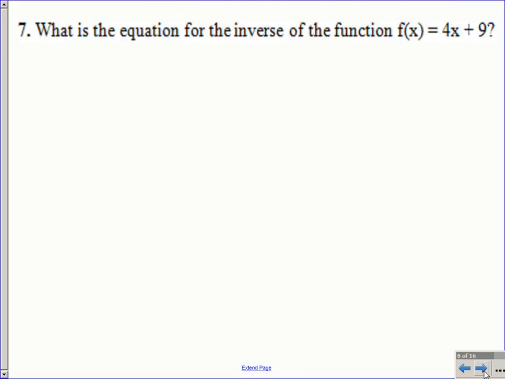Number 7 says, what is the equation for the inverse of the function f of x equals 4x plus 9? Well, remember, inverse means switch x and y. So it might help to actually have a y. I'm going to just replace f of x with y. So now then, I can switch them. So I'll have x equals 4y plus 9. And now I need to rearrange just to get the y by itself. So we're back in slope-intercept form.